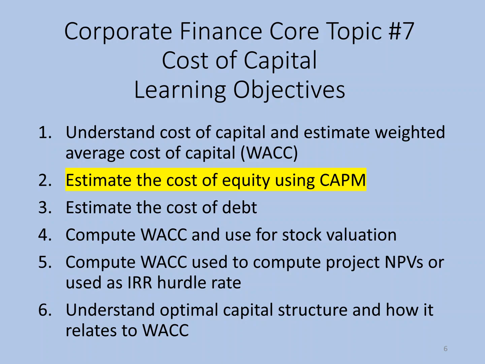So in that topic, we just talked about the concept of cost of capital, how it's used as an NPV discount rate, an IRR hurdle rate, and a stock discount rate for valuation, and we talked about the concept of weighted average cost of capital. In the next two topics, we're going to focus on calculating the two big components of the weighted average cost of capital, and those two components are the cost of equity, which is the next topic, and then the cost of debt, which is the following topic.